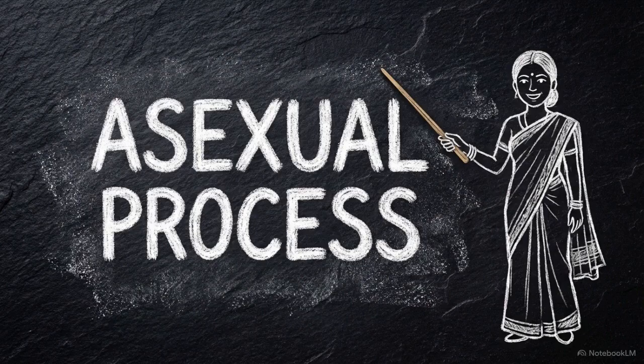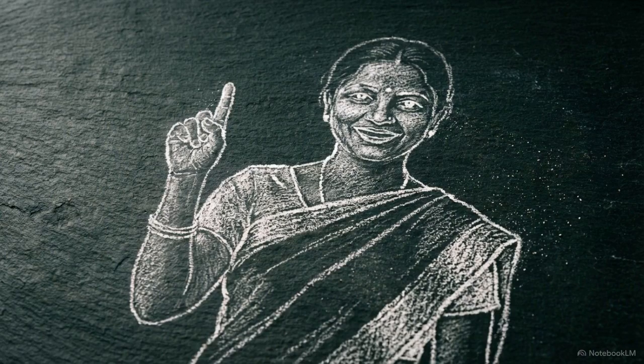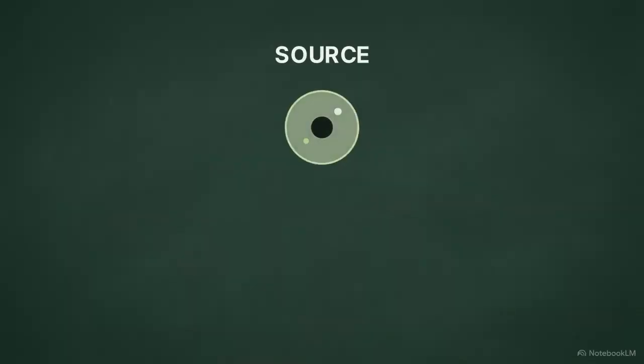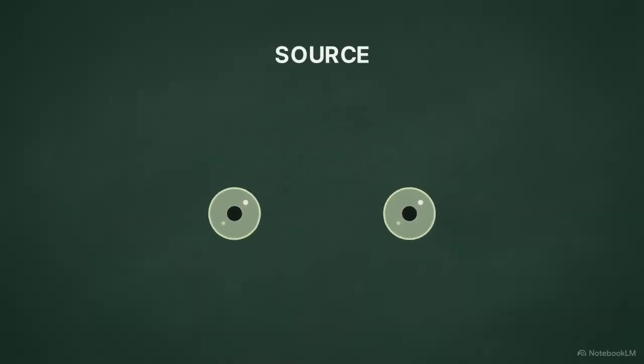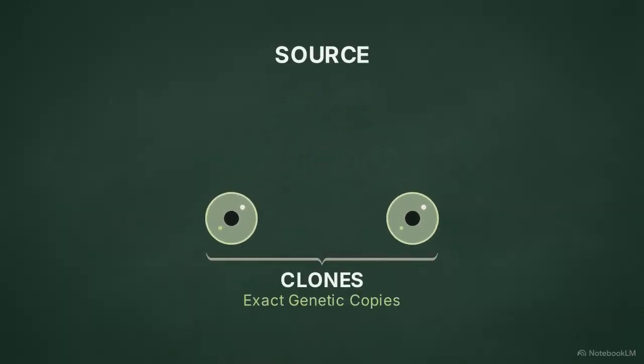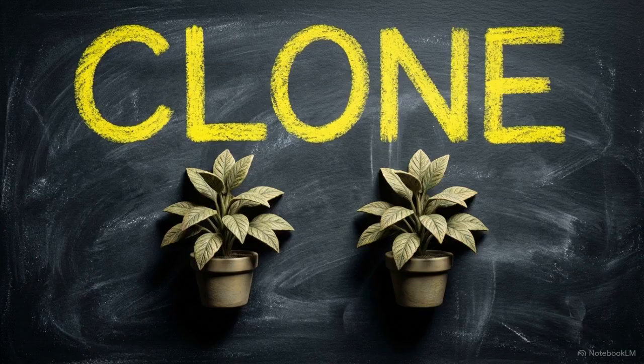First, we have asexual reproduction. This is a solo method. It only takes one single parent to produce a brand new organism. Since there is only one parent, the offspring are exact genetic copies. We call these identical individuals clones. They have the exact same traits as the parent they came from.